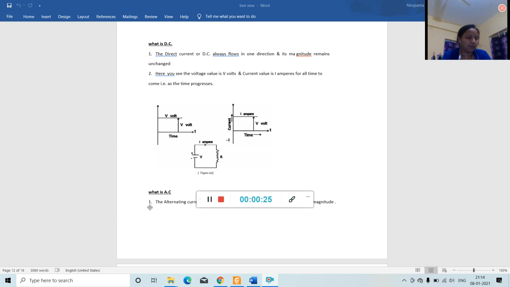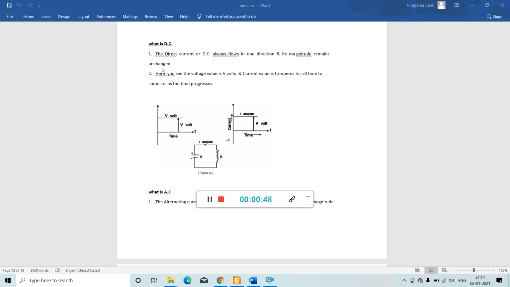Those are the amplitude, instantaneous value, cycle, time period, frequency, phase angle, phase difference, then what is DC, what is AC, and the difference between DC and AC. These are the things which we will cover in today's class. Okay, so let's begin with what is DC.